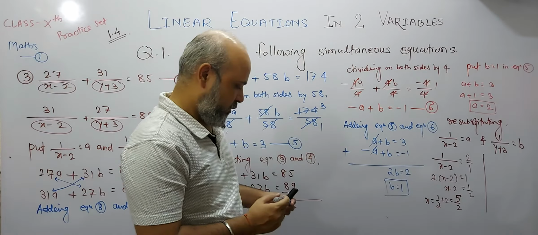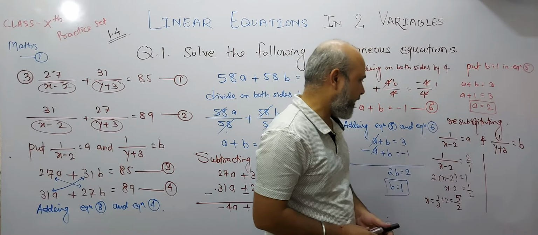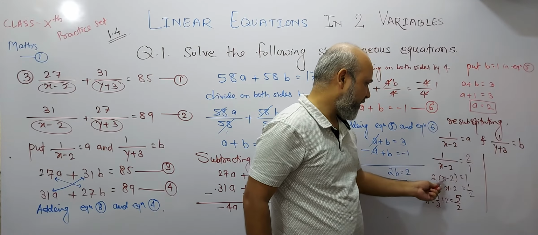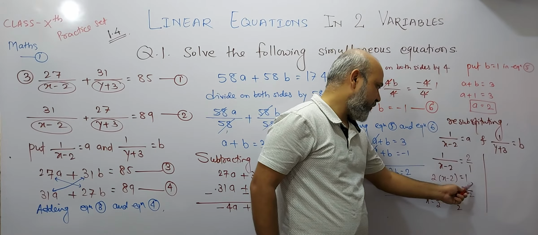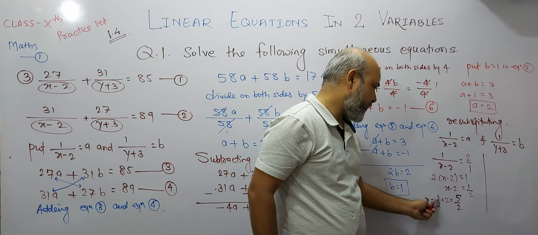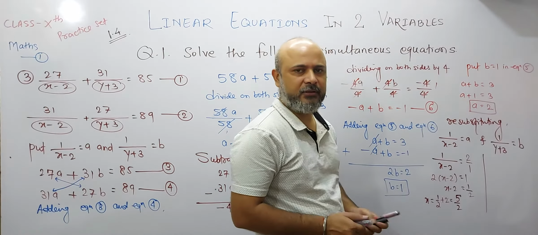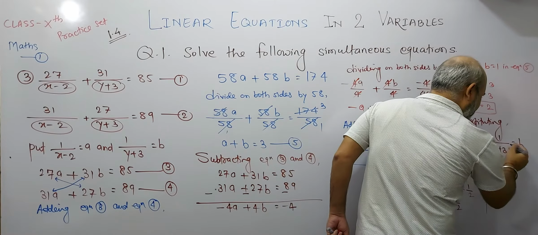Clear? Once again, what is a? A is 2. So 2 can be written as 2 upon 1. Now cross multiply. So 2 times x minus 2 is equal to 1 ones are 1. Now x minus 2 is equal to what? 1 by 2. What will be x? 1 by 2 plus 2. Now cross multiply. So you get 5 by 4. Clear, students?